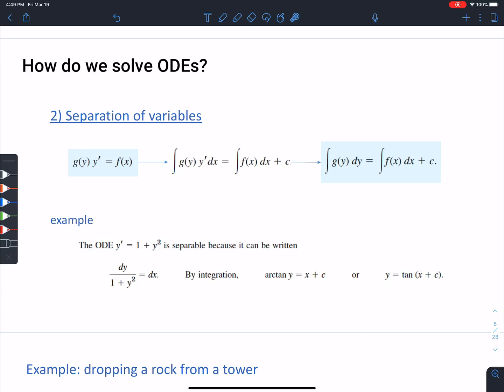But here we had to get lucky really, because the equation had to be easily separable, and we had to know what the integrals on the left and right hand side are, right?